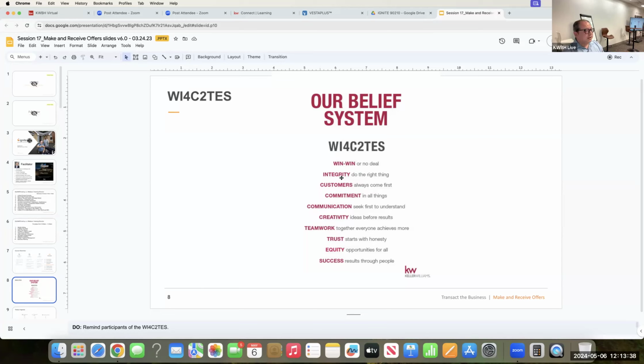Integrity, always do the right thing. That means for a seller, it's always trying to get the most money. For a buyer, just try to get them the property. We're going to talk about writing offers today. For a buyer, your job is not to get your buyer the best price. That's not your job for a buyer. Your job for a buyer is to get them the property. If you don't get the property, you got nothing. So your job is to get the property, and your job is to keep the deal together.